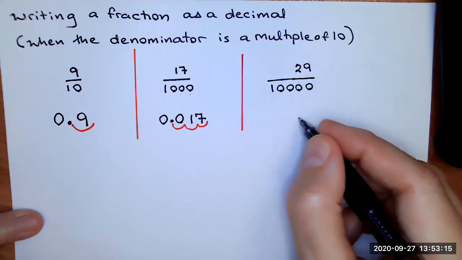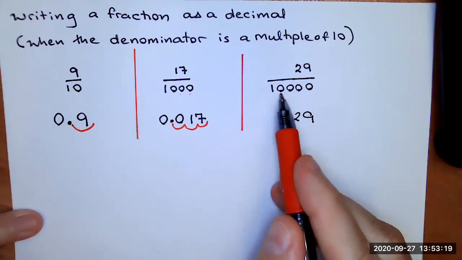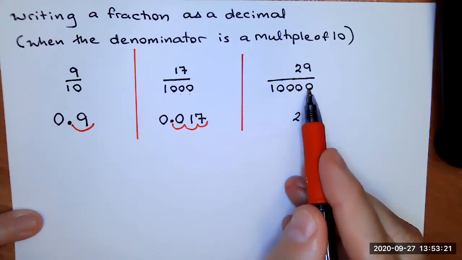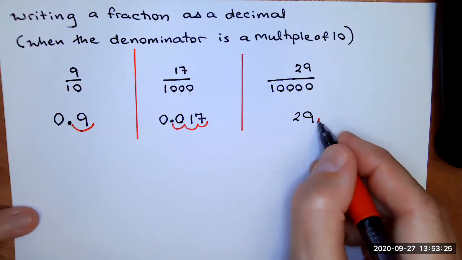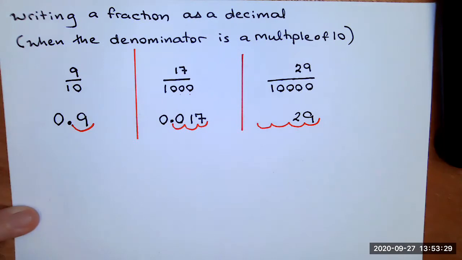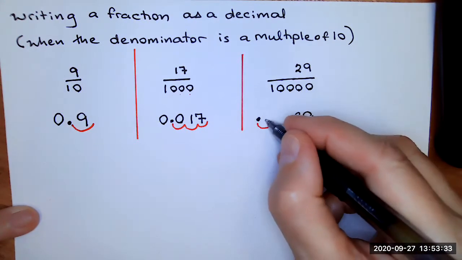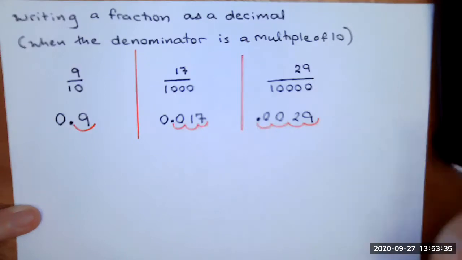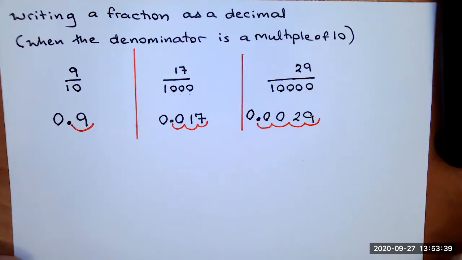So you write the 29. You count 1, 2, 3, 4. So we start at the right. 1, 2, 3, 4. That's where your decimal point is. Fill in the empty scoops. And if there's no whole number, put a 0. Let's do a couple more.